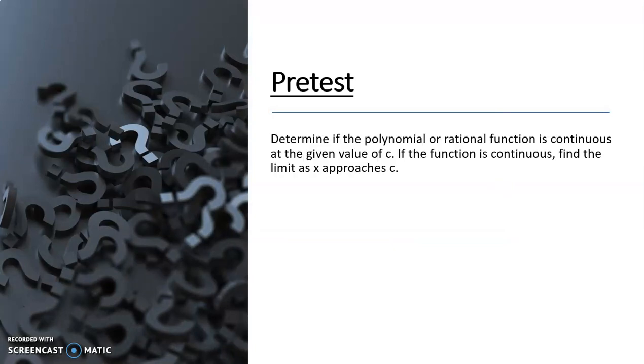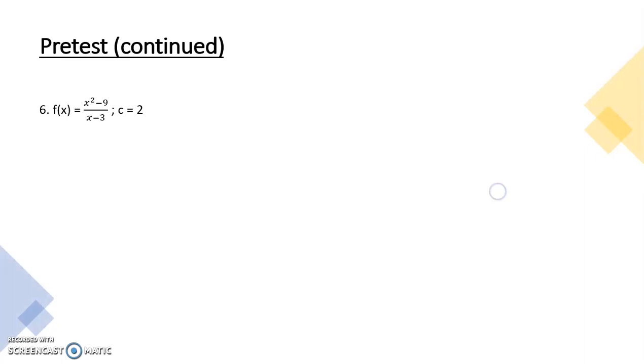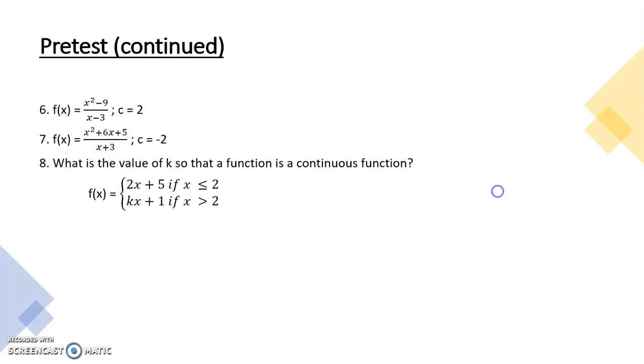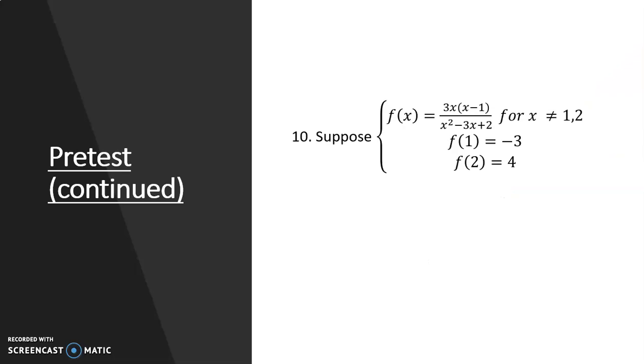Pretest. Determine if the polynomial or rational function is continuous at the given value of c. If the function is continuous, find the limit as x approaches c. Try to answer this pretest honestly and intelligently as possible. Here is the continuation. This is a 10-item pretest. Here is the last item.